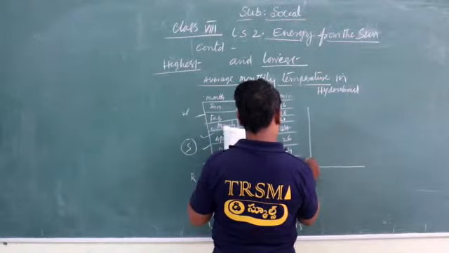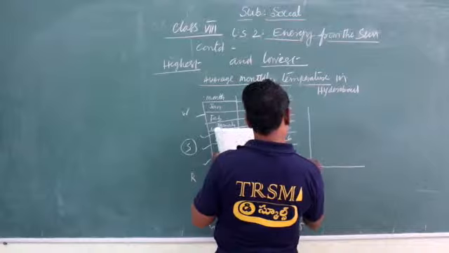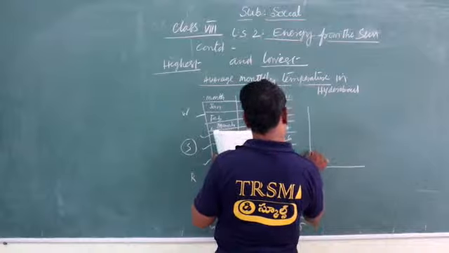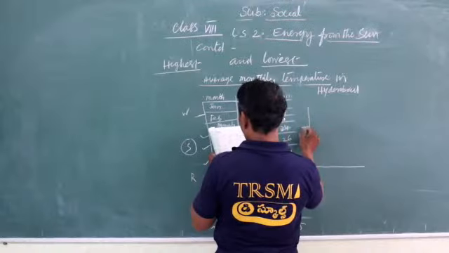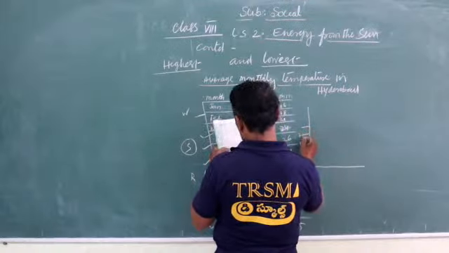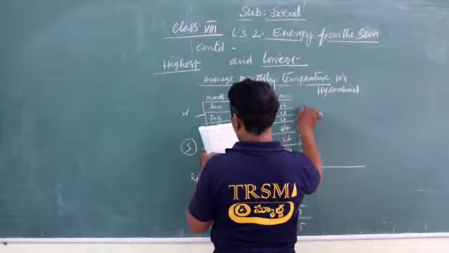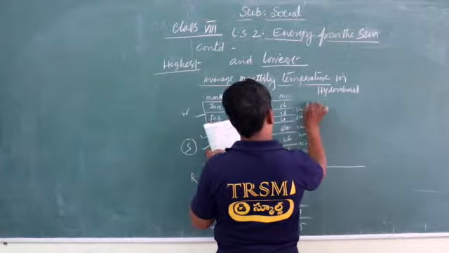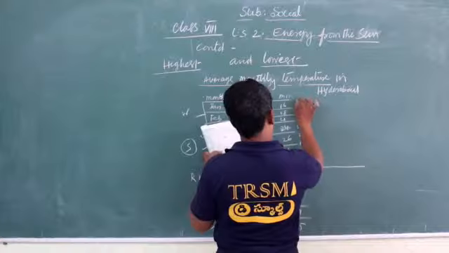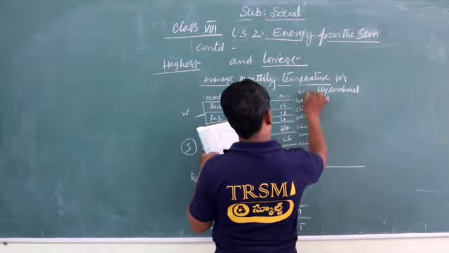This is 0, 5, 10, 15, 20, 25, 30, 35, 40, 45.